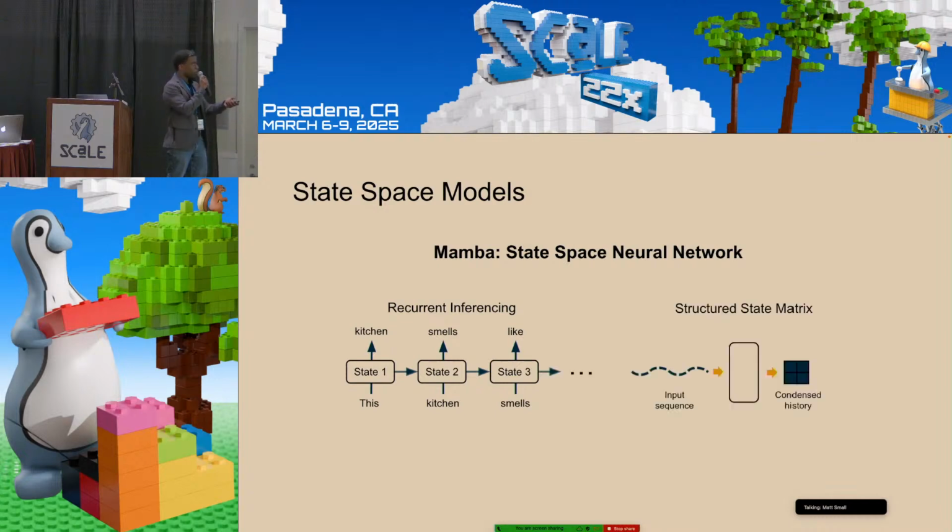The second property has to do with how it processes memory. Unlike transformers, which store all their input sequences and attend to each word individually, Mamba compresses its entire history into a structured state matrix.